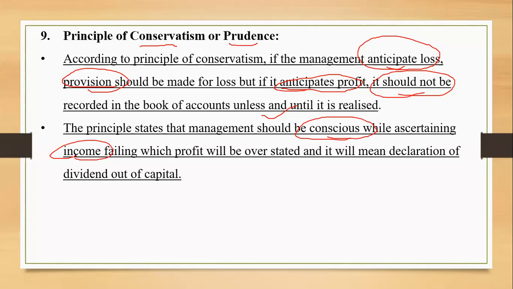If anticipated profits are recorded in the books of accounts, at the end of the year, your statement of P&L will show a good amount of profit. That's not realistic, right? It is not the actual profit, but it includes anticipated profits. So if you show the higher profits, what are the consequences now? Because you are showing a good profit, you will have to pay dividend to the shareholders.